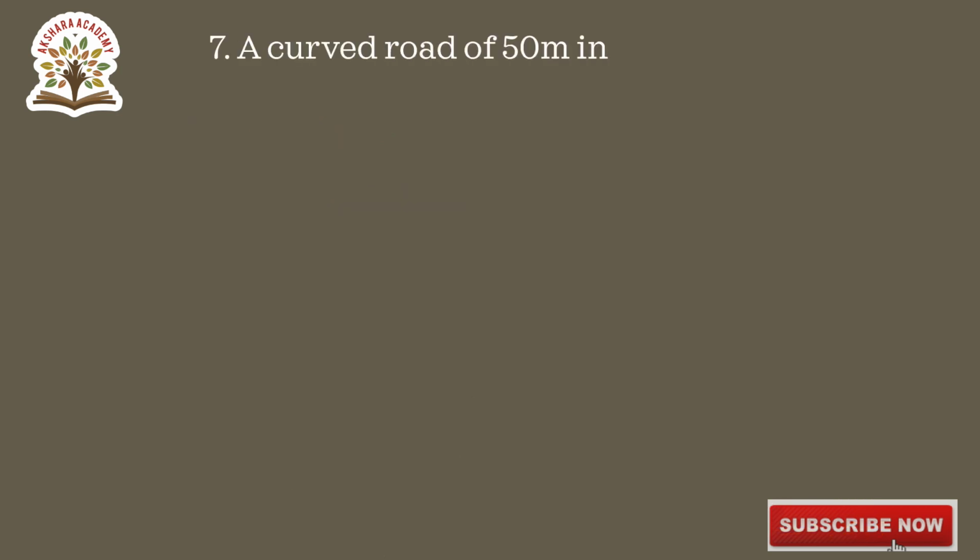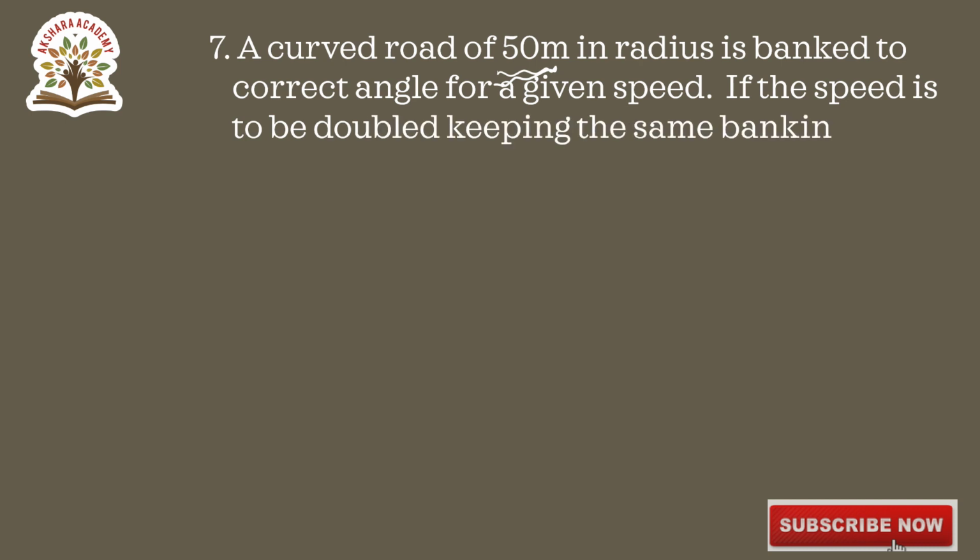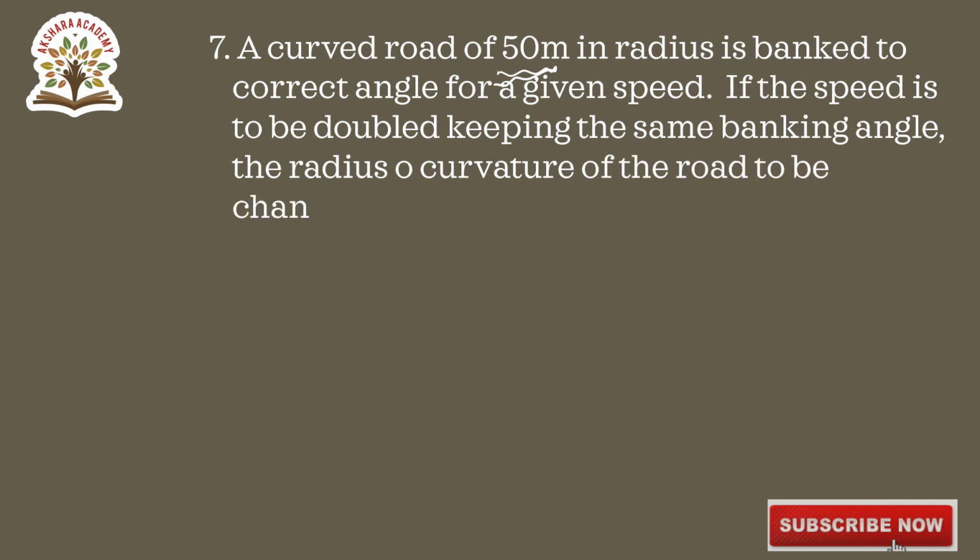7th one, a curved road of 50 meters in radius is banked to the correct angle for a given speed. If the speed is to be doubled keeping the same banking angle, the radius of curvature of the road is to be changed to.